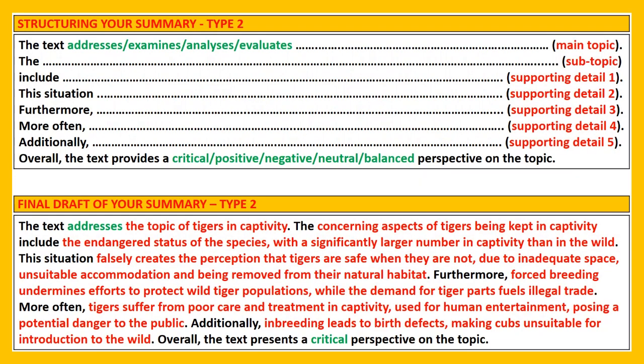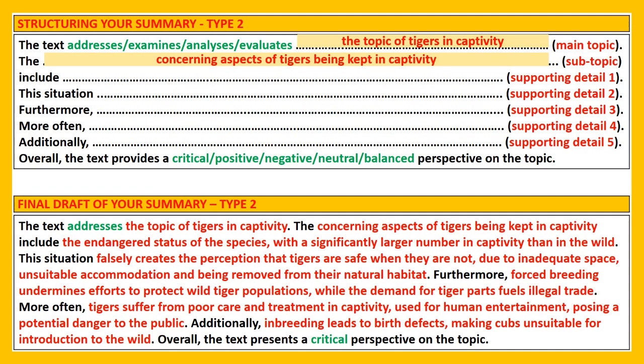Utilize the provided sentence framework as a structural guide to compose the summary, ensuring all necessary details are incorporated. This framework is designed for summaries featuring a central theme and one subordinate theme. Begin with the main theme, the topic of tigers in captivity. Introduce the subordinate theme concerning aspects of tigers being kept in captivity. Include a minimum of 5 supporting points for the subordinate theme. Conclude the summary with an impartial assessment. The final draft of your Type 2 summary should be structured as follows.